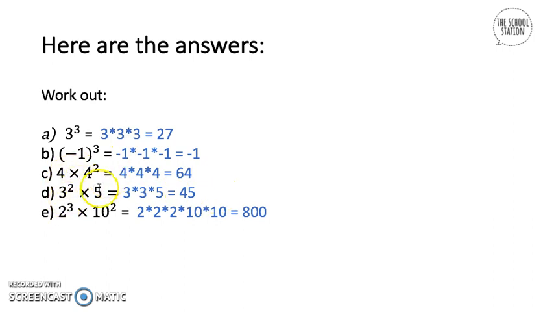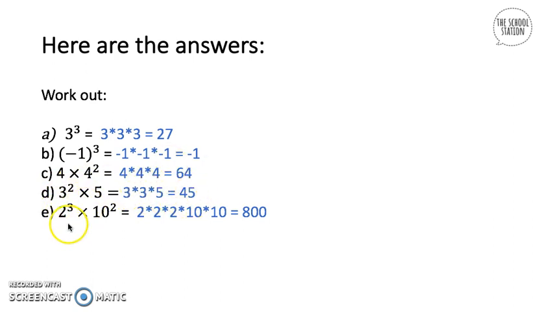3 squared times 5. Over here again we have an invisible 1 which we can't see. But sometimes people can get tricked because the base number is not the same. So we would basically do 3 times 3 times 5, which is 45.